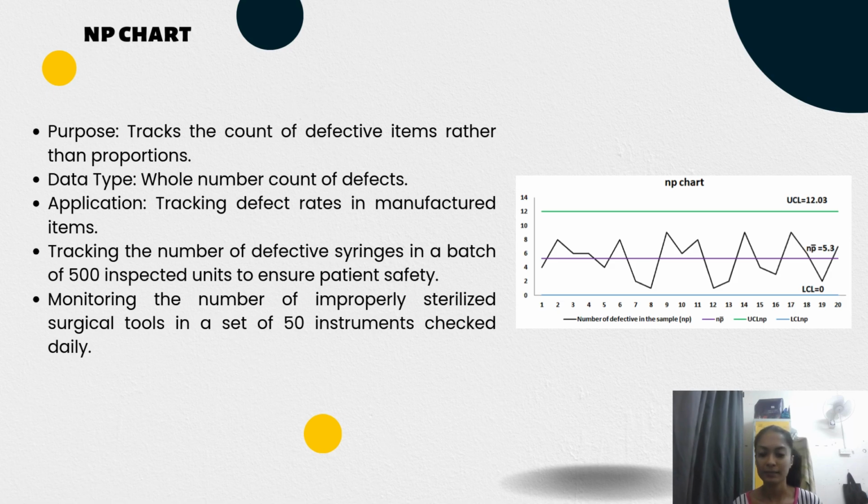Real-life examples would be tracking the number of defective syringes in a batch of 500 inspected units to ensure patient safety, and it is also used to monitor the number of improperly sterilized surgical tools in a set of 50 instruments checked daily.